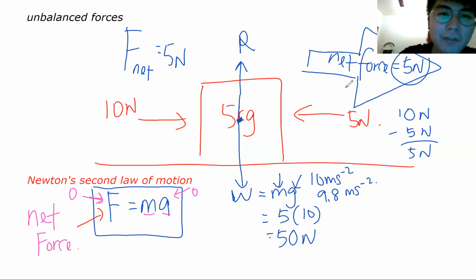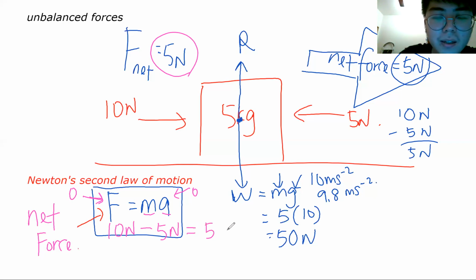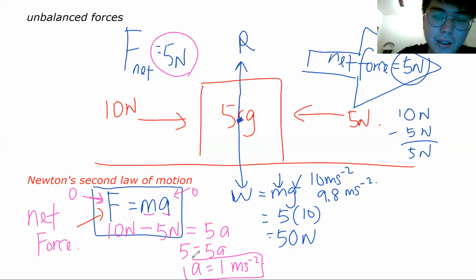How do I calculate? F net is 5, meaning that I have to take 10N minus 5N, right? This one is acting opposite, so 10N minus 5 equals 5a. So 5 equals 5a, and a equals 1 meter per second squared. So every second, the object will increase its speed by 1 meter per second. This is the acceleration due to the net force. All right, not complicated, right?